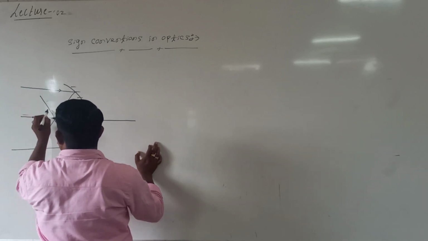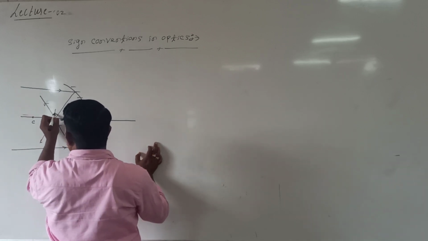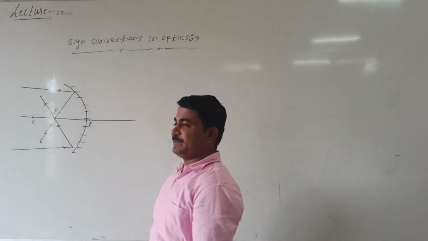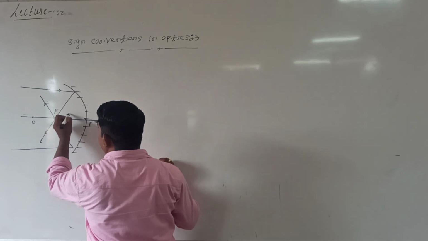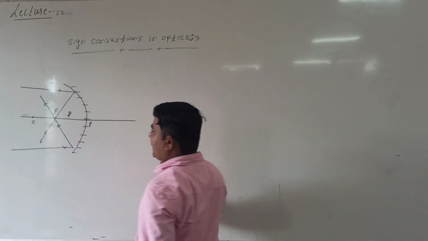Must be like this. Reflected. This point, what can I call? This point I can call focus. The distance between pole and focus, we call focal length, represented by F.